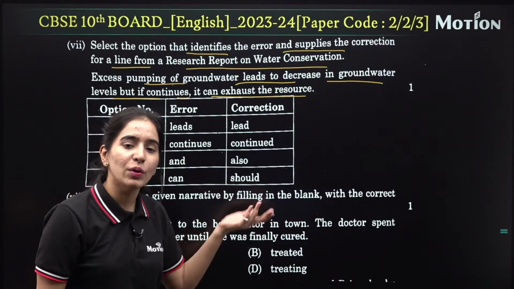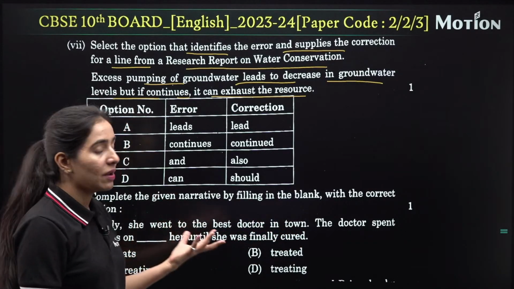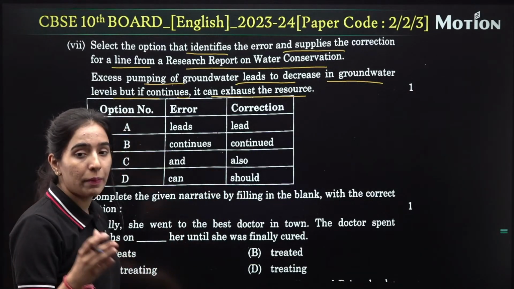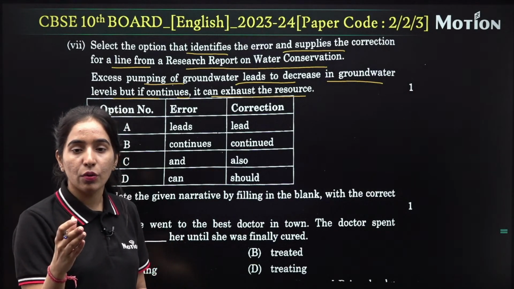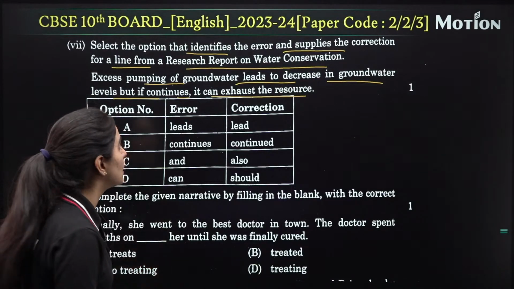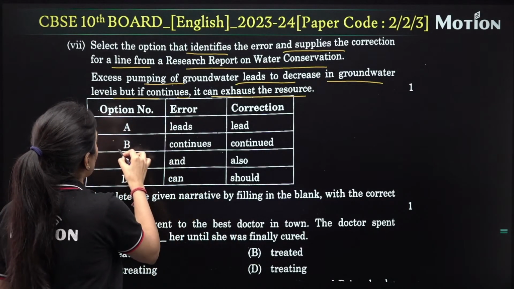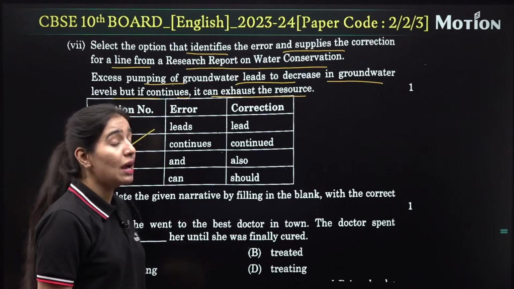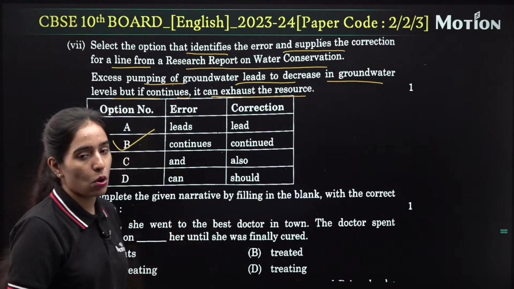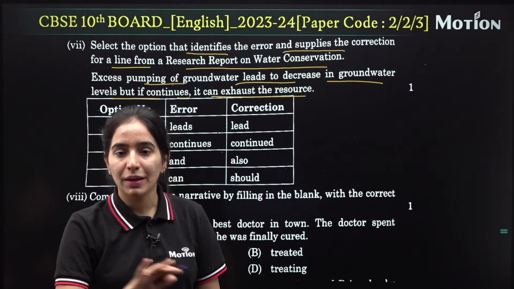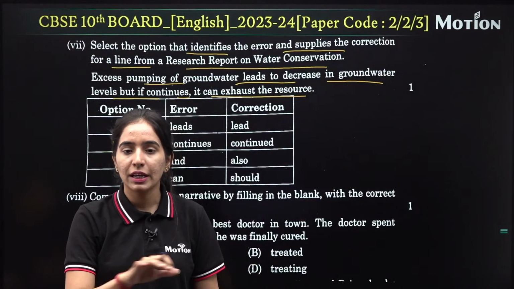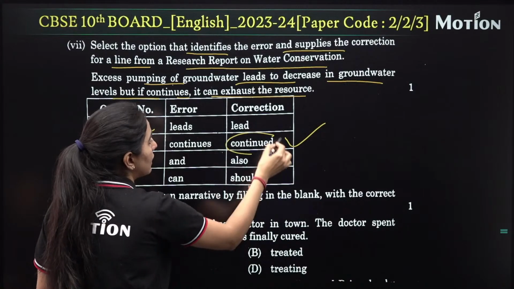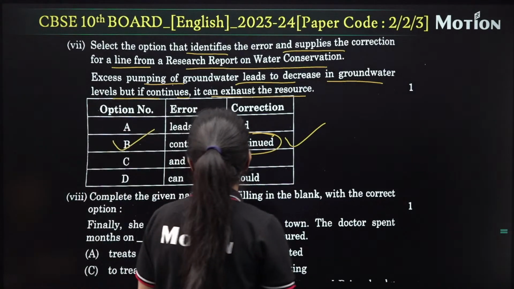As you read it, you will get the answer itself, and good job everyone, those who are mentioning option B. It is absolutely correct. Superb everyone. Excess pumping of groundwater leads to decrease in groundwater levels, but if continued, it can exhaust the resource. Darshan, absolutely correct. Trisha, very good. B is the correct answer. Yes, Deepa, B is correct. The correct answer will be continued. Okay, now let's move to the next question that we have.